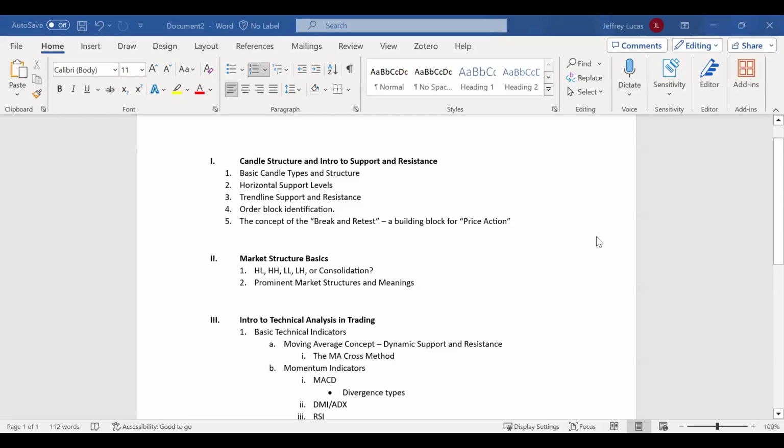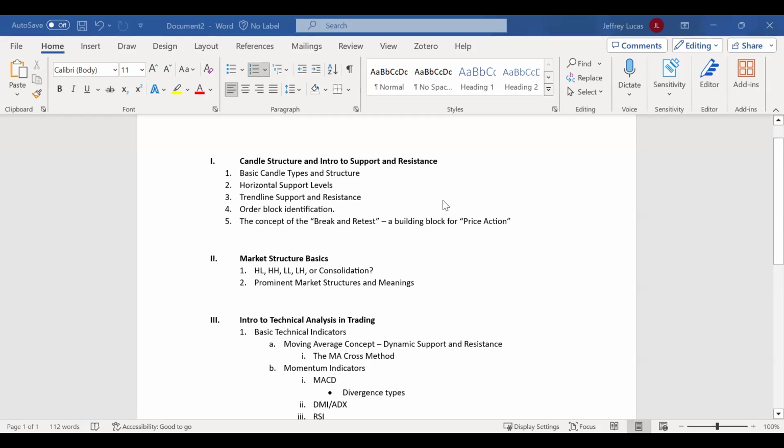So first thing I want to do is let's get an overview of the agenda, just real quick. This is part of an ongoing series that I am developing, teaching new traders and seasoned traders, or refreshing seasoned traders on basic trading concepts, and trying to give a high level overview of each one of those concepts. The first one that I'd like to cover goes over candle structure and involves an introduction to support and resistance concepts.